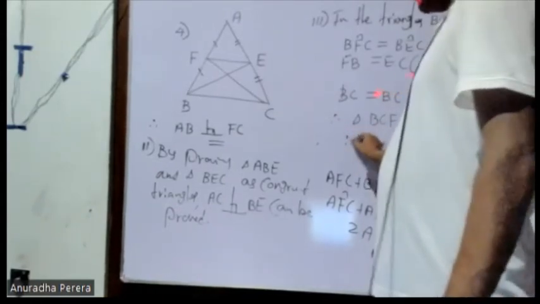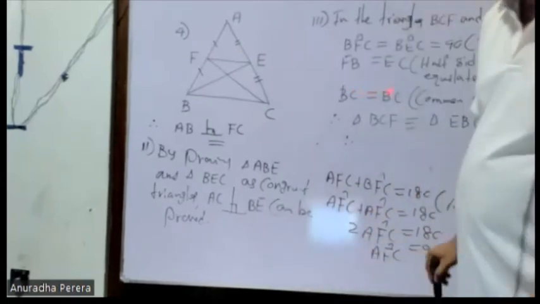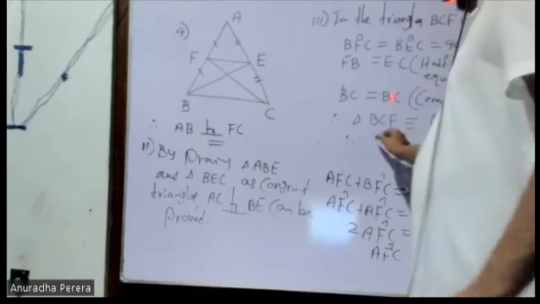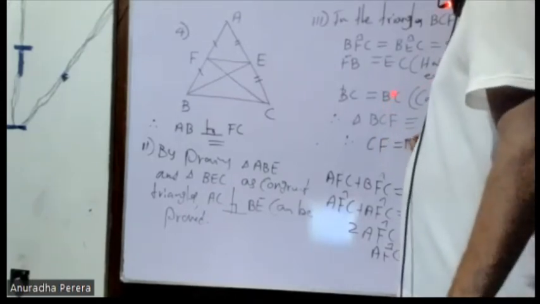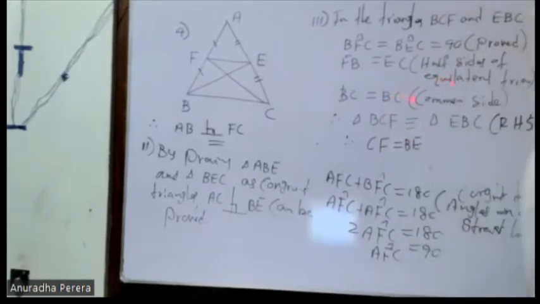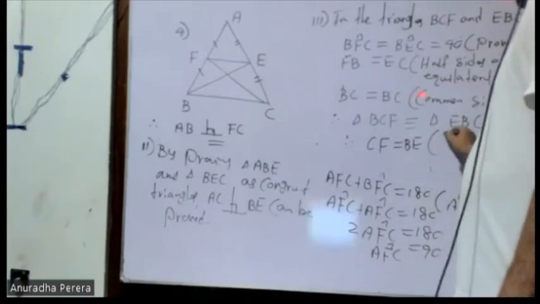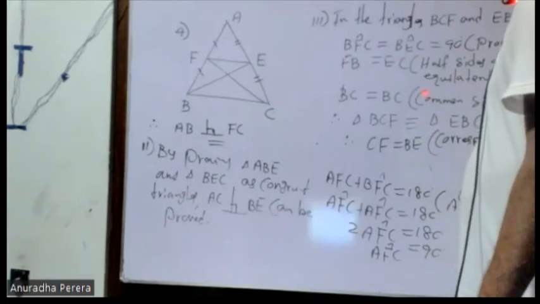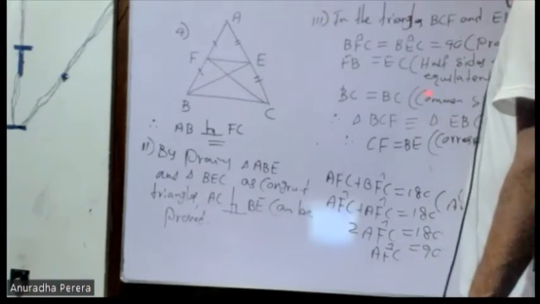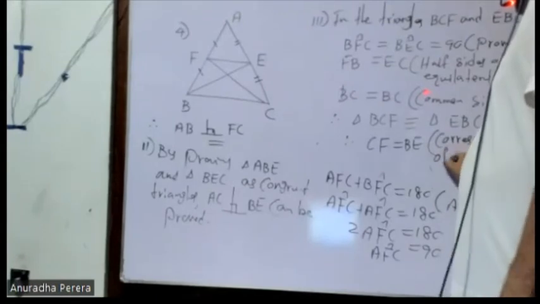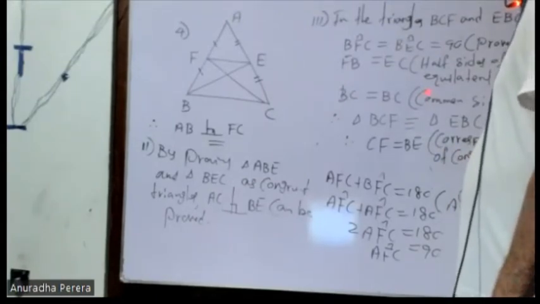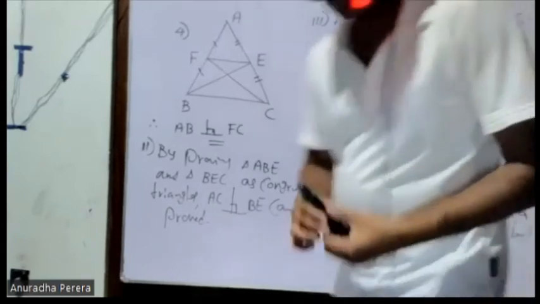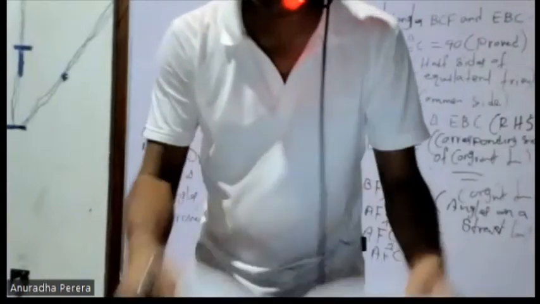Therefore, our question is answered: CF equal BE, corresponding sides of congruent triangles.